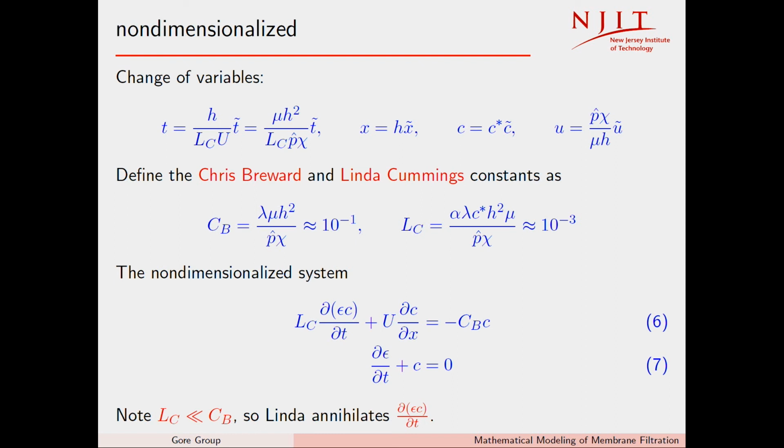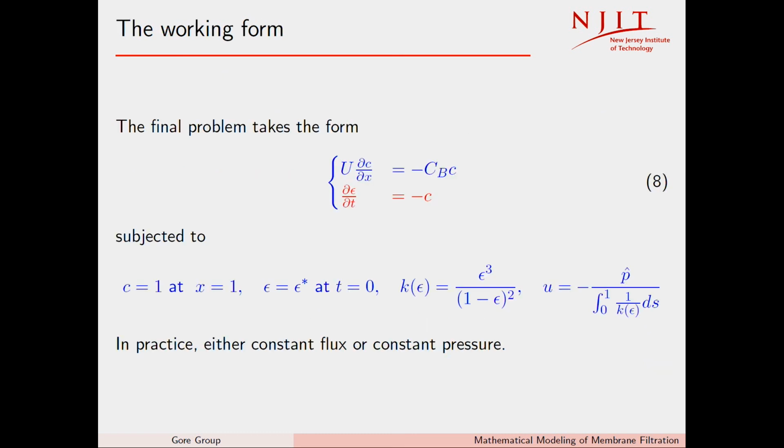So we non-dimensionalize our equations, and we obtain these terms. The Chris and the Linda are constants in these equations, where the Chris constant is about 100 times larger than the Linda constant. So the Linda constant helps us get rid of that ugly term, and we finally arrive at this equation, subject to these initial conditions and these conditions.